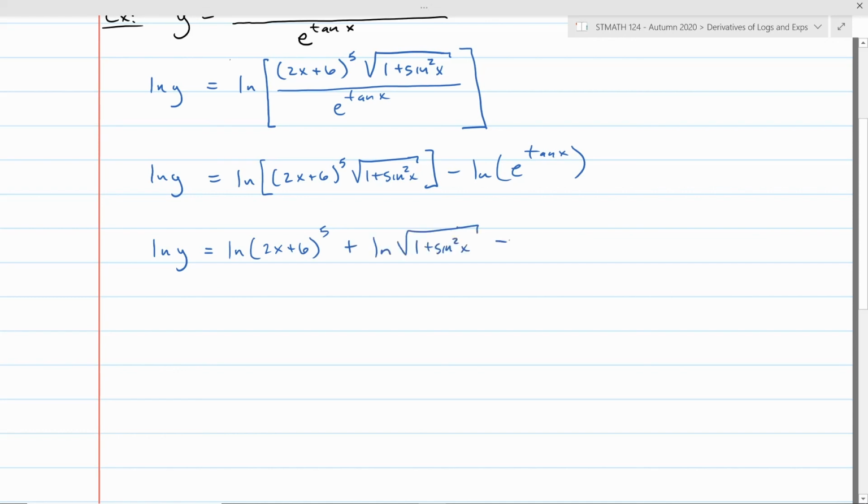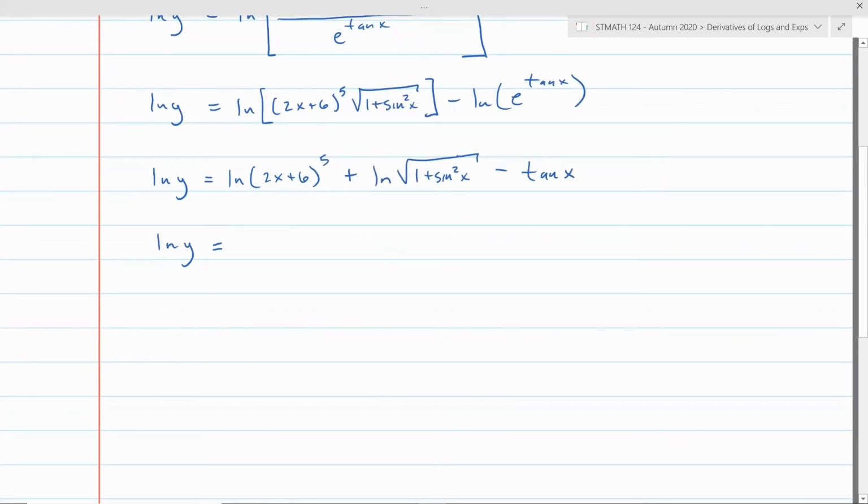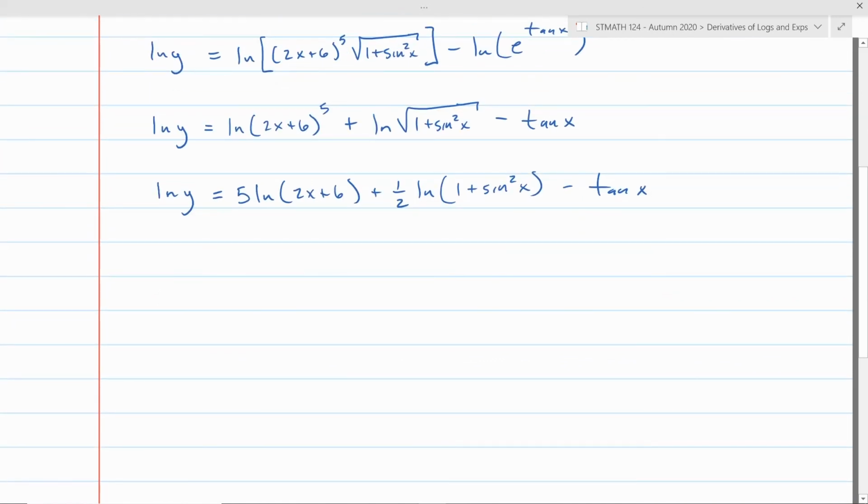Now that last term there, we're doing natural log of e to the tangent x. Natural log and e to the power are inverses of one another, so that just collapses down to tangent of x there. We can do more simplification because I've got exponents that I can pull down. I can pull down that 5, and also that square root's really an exponent of 1/2, so I can pull a 1/2 out there.